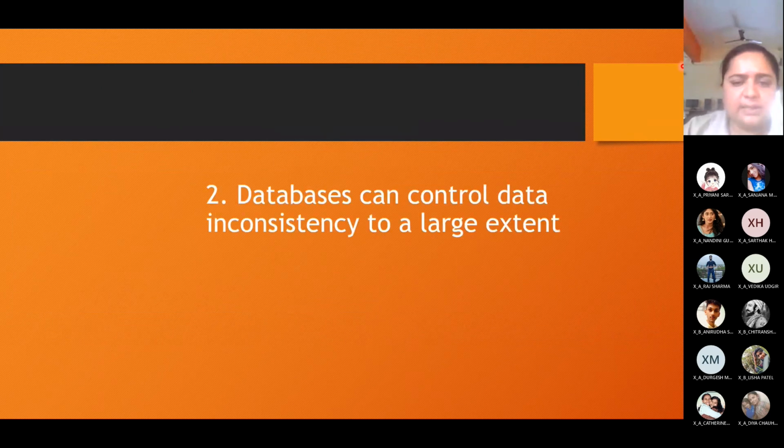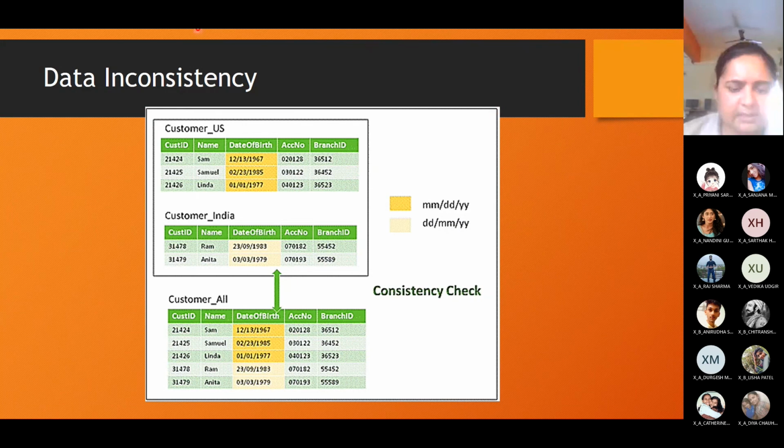Databases can control inconsistency to a large extent. Now, inconsistency means, just take a look at this table over here. This is a table which stores the data about customers who are in the US, and this table stores data about customers who are in India, right? So in the US, you can see over here date of birth which is given. It is in which format? MM DD YY format, that is first month, then date, and then year. Whereas in India, it is first date, then month, and then year.